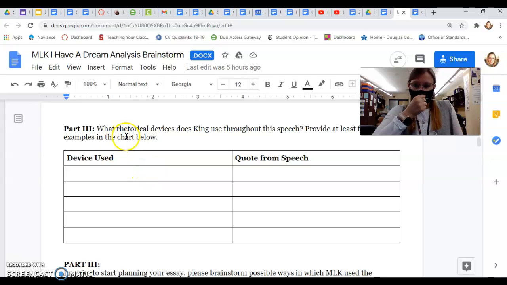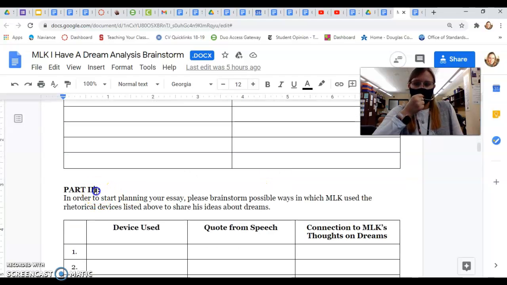In part 3, you're taking a closer look at the devices that you found in your annotations of the Gettysburg Address. Remember, I gave you that document last week in that big old pile of handouts. So one of those was, I think I just called it the Gettysburg Address. One of them is I Have a Dream. So look at your annotations, look at the different devices you found, and I want you to list 5 that you found and provide the quote for that device.